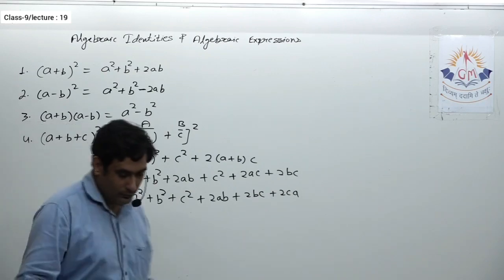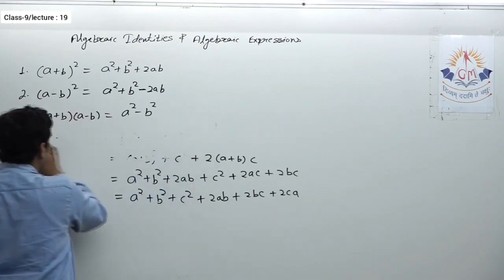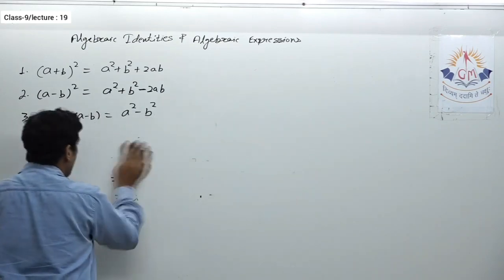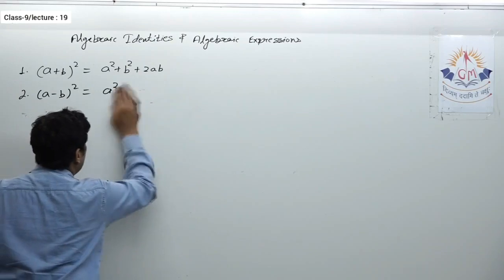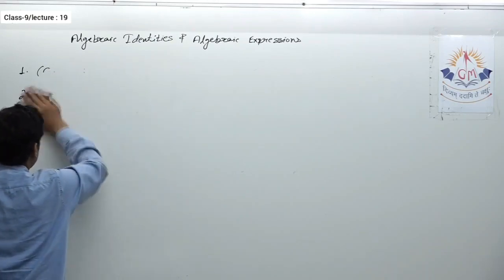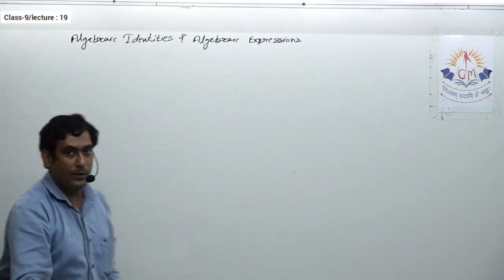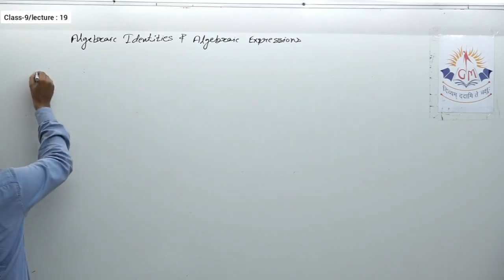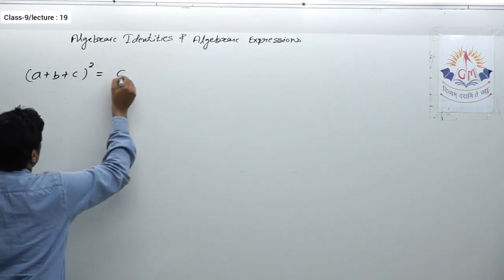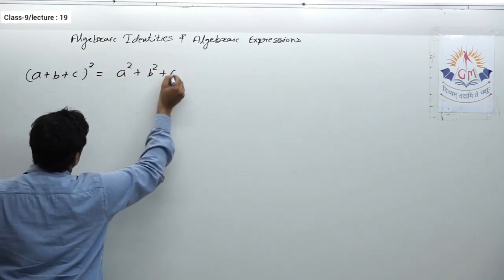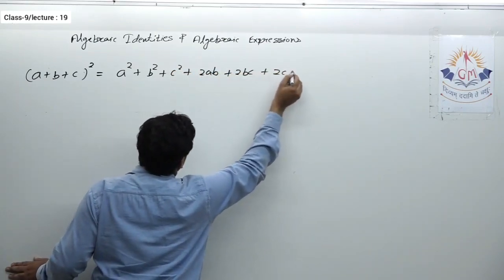Okay, so now we'll see some questions on these, but before that, one more thing that we should discuss. We discussed over here one identity, that is (a plus b plus c) whole square. The identity was (a plus b plus c) whole square, and its expanded form is a square plus b square plus c square plus 2ab plus 2bc plus 2ca.